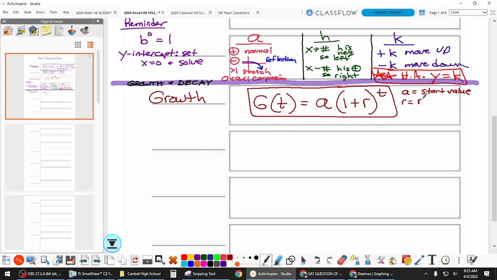R is the rate. But here's a pretty critical part. It needs to be as a decimal, not a percent. In other words, if I say 2%, you can't plug 2 in there. What do you have to put? 0.02. Good.